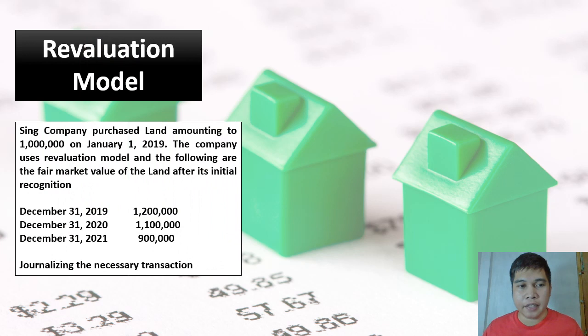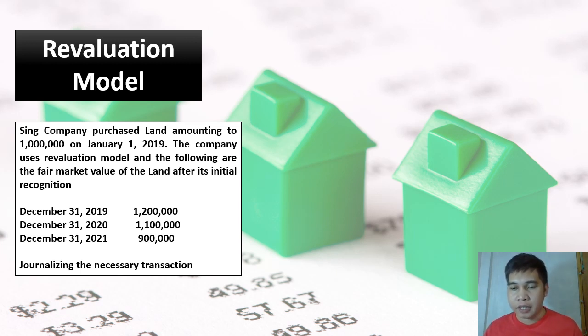So, sa case natin, Sing Company purchased land amounting to 1 million pesos on January 1, 2019. The company uses revaluation model again, and the following are the fair market values of the land after its initial recognition. So, sa case natin, on December 31, 2019, naging 1.2. December 31, nagkaroon ng downward revaluation, naging 1.1. Tapos, nagkaroon ulit ng additional na downward revaluation, naging 900,000 siya noong December 31, 2021.